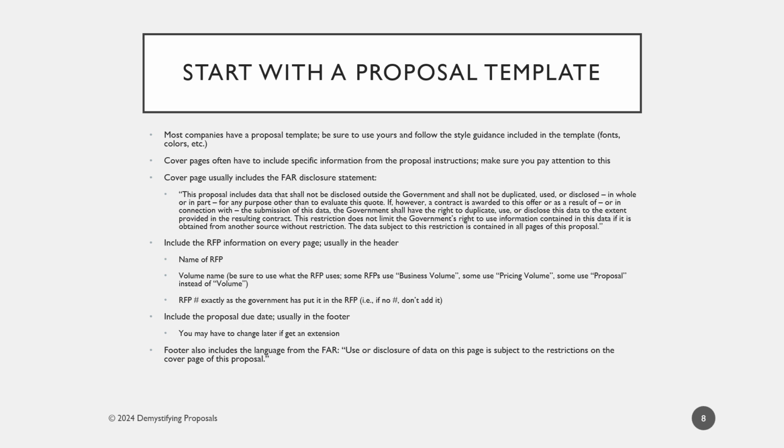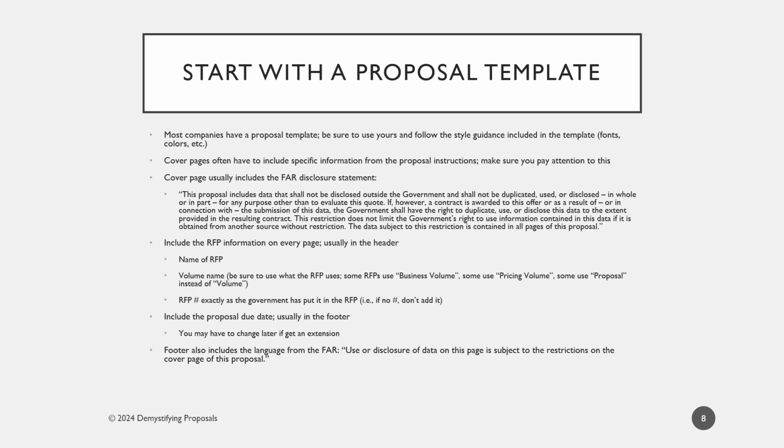And then the RFP number exactly as the government has put it in the RFP. So if there's not a number sign in front of it, don't add it. Then include the proposal due date. That's usually in the footer. You may have to change that later, of course, if you get an extension.